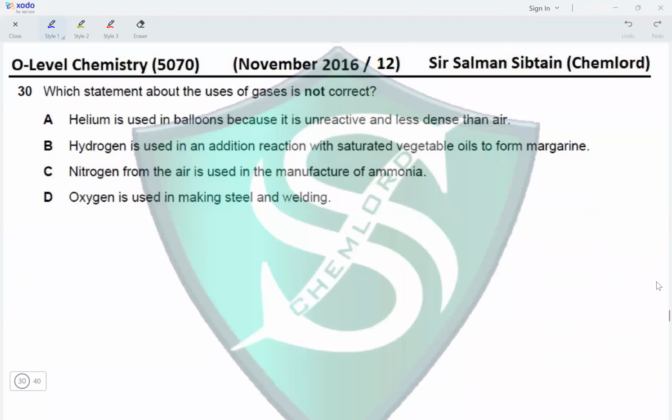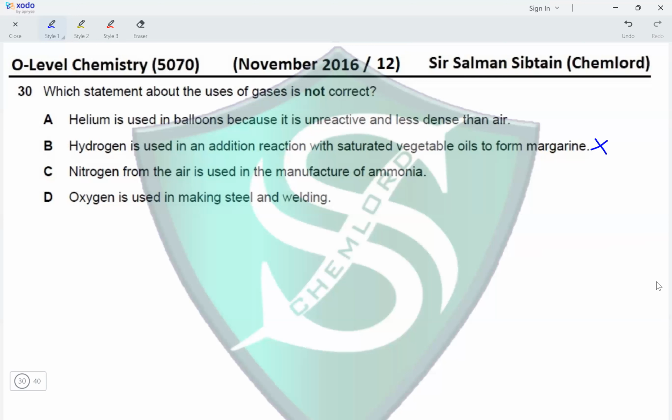Question 30. Which statement about the uses of gases is not correct? Helium is used in balloons because it is unreactive and less dense than air. Yes, this is correct. Hydrogen is used in an addition reaction with saturated vegetable oils to form margarine. No, it is used with unsaturated vegetable oils to form margarine because hydrogenation causes unsaturated compounds to convert into saturated compounds. So this statement is incorrect.